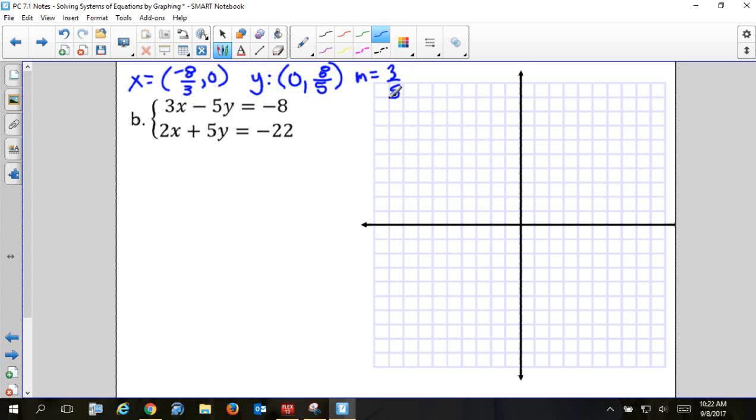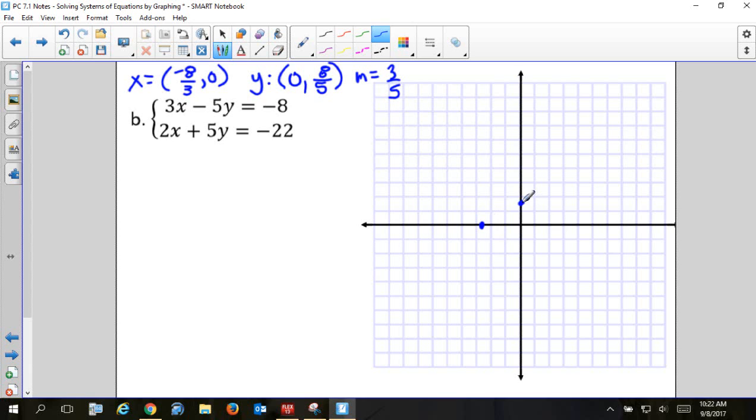So here's where having a straight edge is very helpful. We're going to graph this as accurate as we can. But it's going to be hard because it's all fractions. So take your time. -8/3 is -2 2/3. We're going to go over on the x-axis approximately -2 2/3. Do your best. On the y-axis, 0, 8/5. That's a 1 3/5 or 1.6. Do your best.